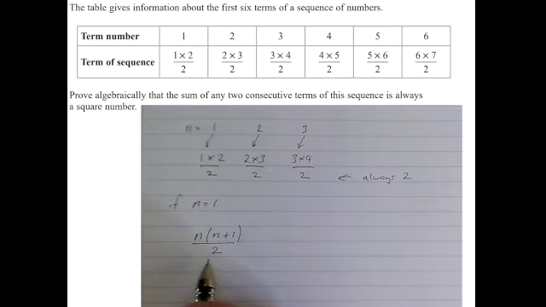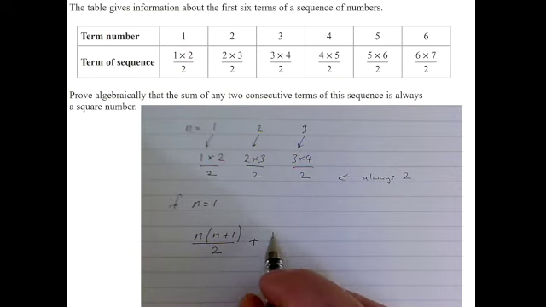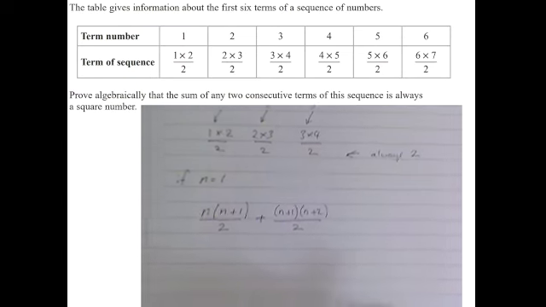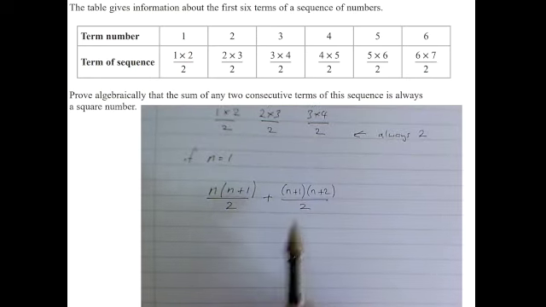I'm going to add it on to the next term. Now if n equals 1, then I want to write 2 times by 3 over 2, that's going to be n plus 1 times by n plus 2 all over 2. So these are the two fractions I need to add together to get some kind of sense out of this question. So let's tidy that up.